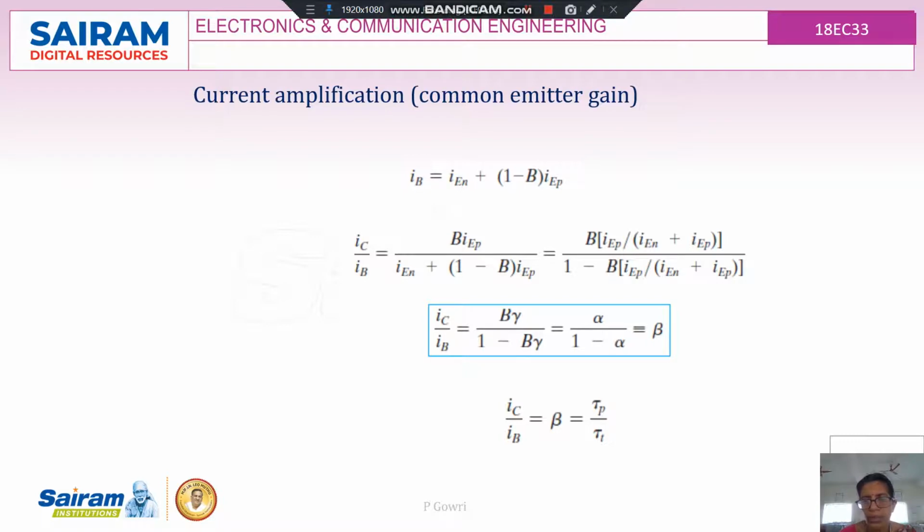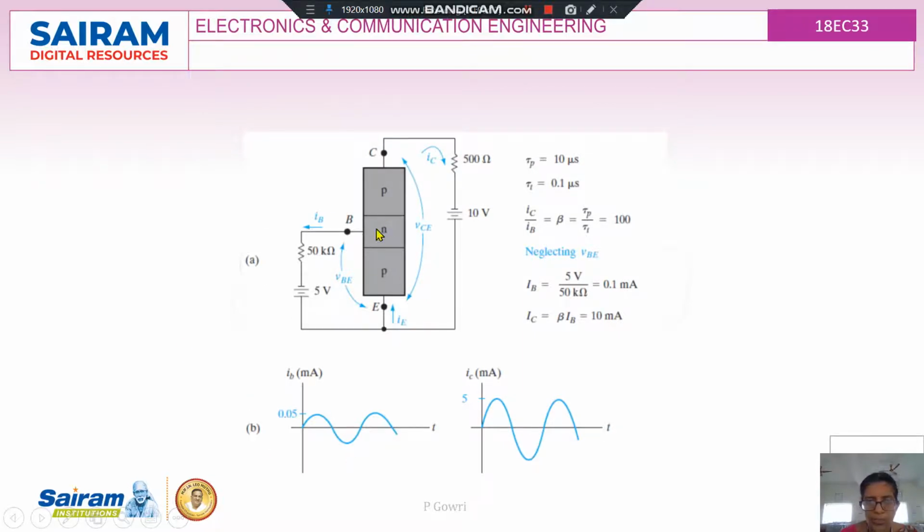So now we can assume a small circuit here. It is a PNP transistor, and here we can see the input current IB given, and this is the output, and the gain is given as IC by IB. So IC by IB is nothing but my beta.